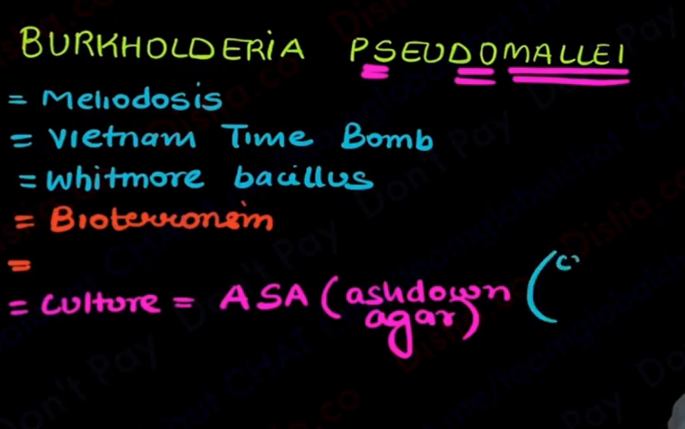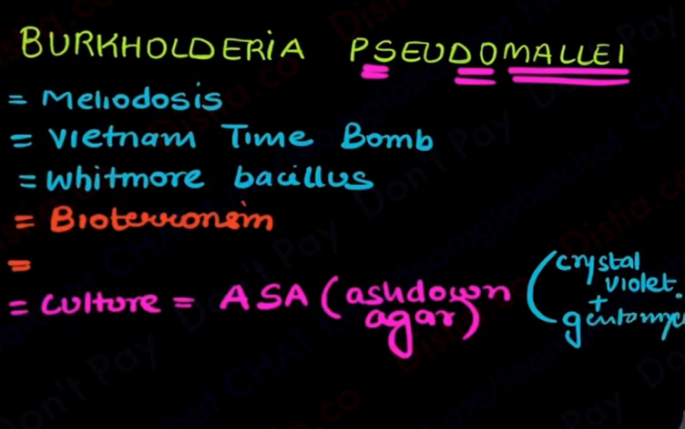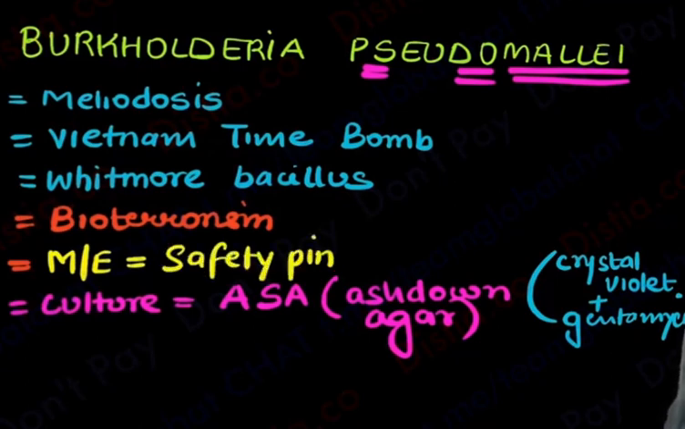Ashdown agar is nothing but crystal violet with gentamicin. Not very essential to know, guys. Crystal violet with gentamicin. So remember, everything comes to ashes, so I definitely need safety from all this that is happening. Microscopically, Burkholderia shows you what? It shows you the safety pin appearance. I have already given you a mnemonic for safety pins when we were doing the previous Yersinia pestis chapter, and you know that Burkholderia was definitely a part of it. So I think it has become so easy now.